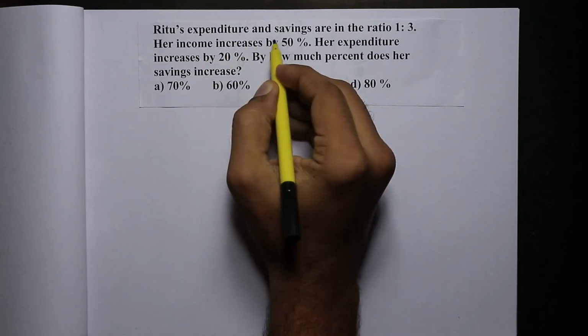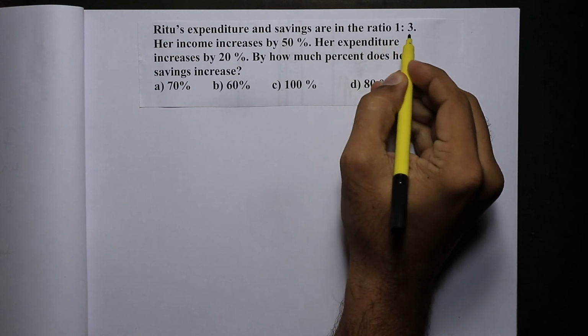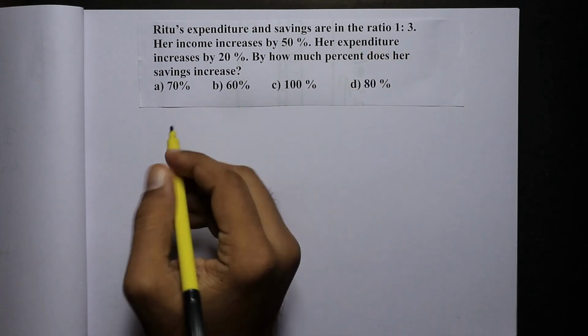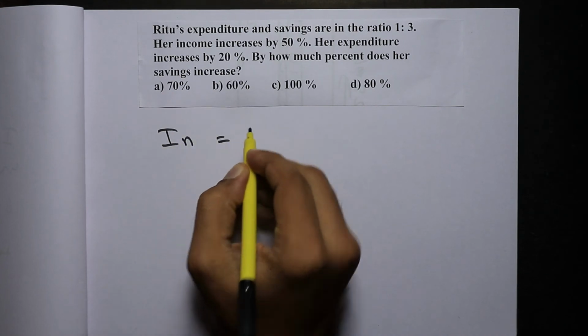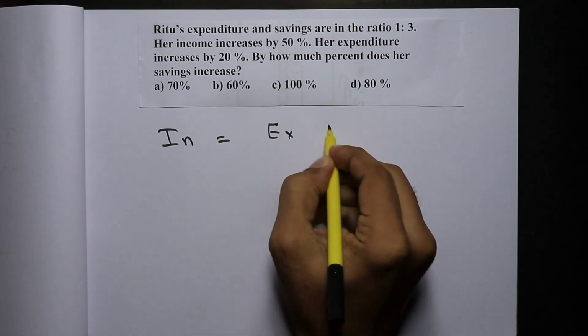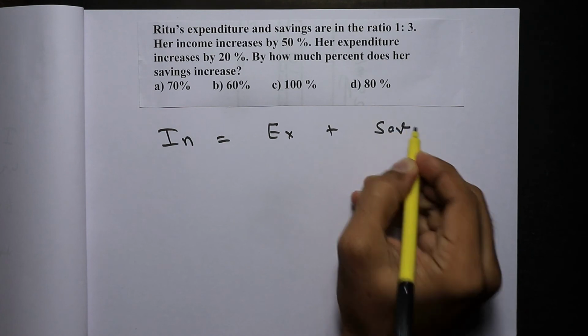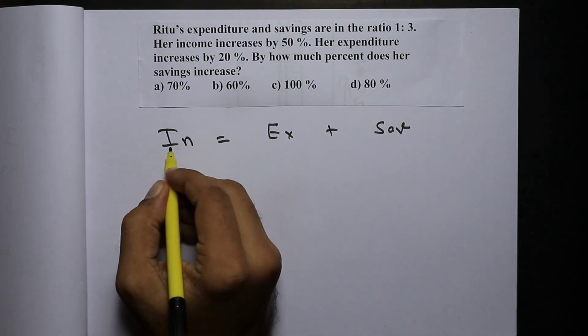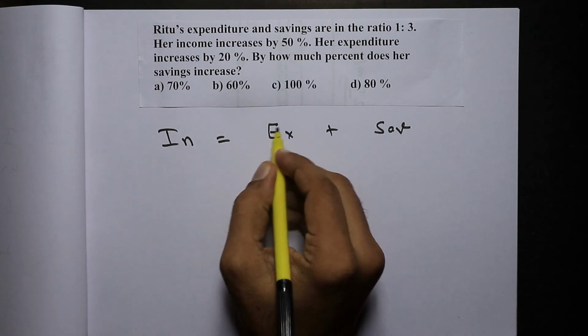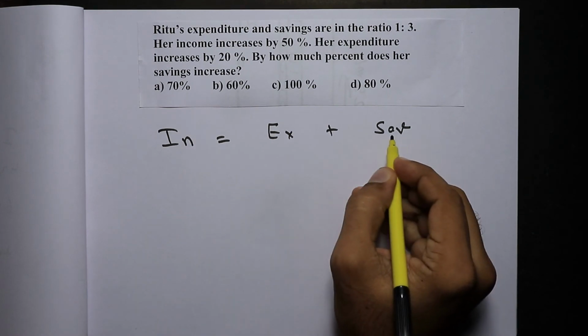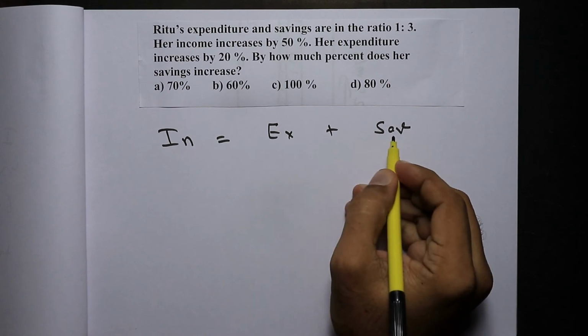Ritu's expenditure and savings are in the ratio 1:3. So you have the basic equation like this. Her total income is equal to expenditure plus savings. Income is the total money that you get every month, and some of it you will spend and the remaining will be savings. So this is the basic equation.